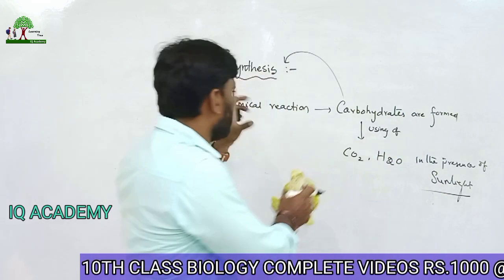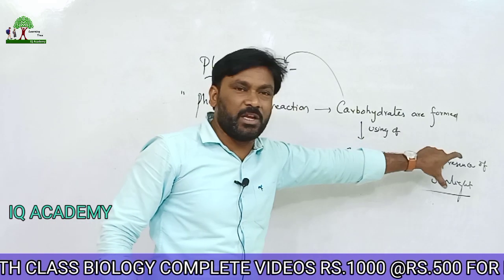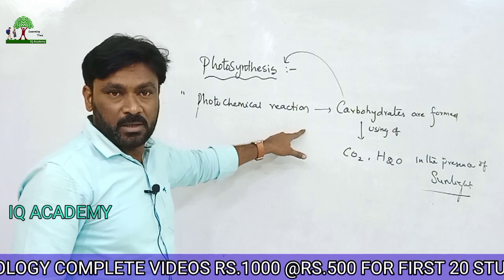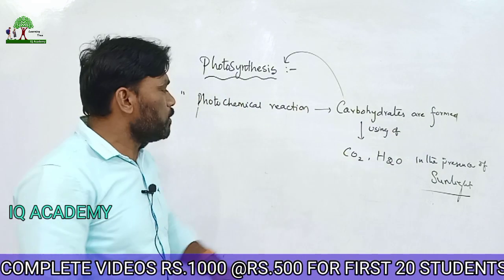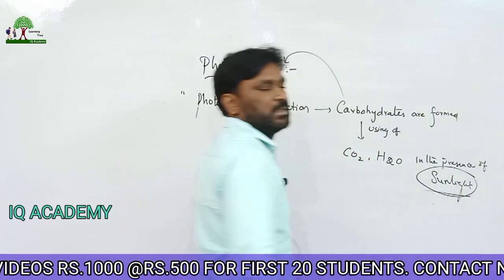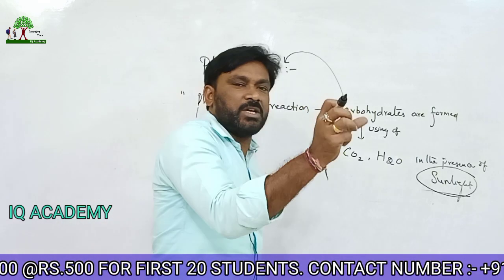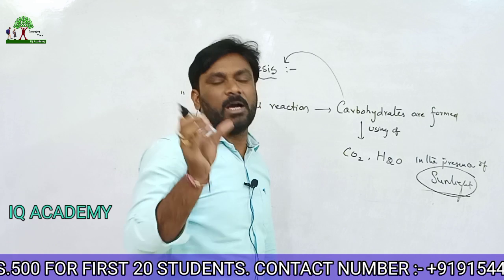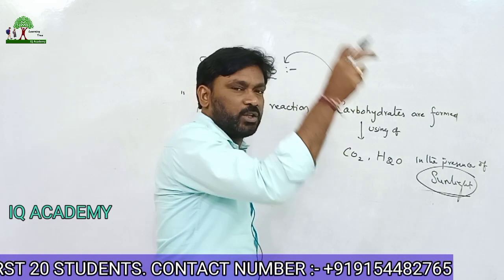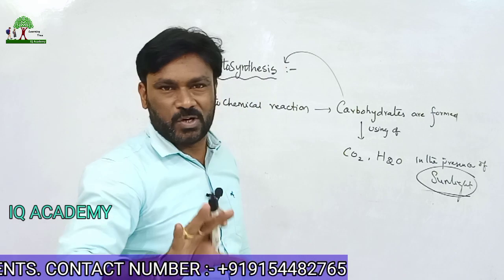In the presence of sunlight, here I mentioned sunlight is very important, so it is called a photochemical reaction that takes place in plants. Sunlight is essential for photosynthesis. Now we'll discuss whether sunlight is essential in plants or not. In the presence of sunlight only, the plants can prepare their own food. In the absence of sunlight, photosynthesis does not take place.